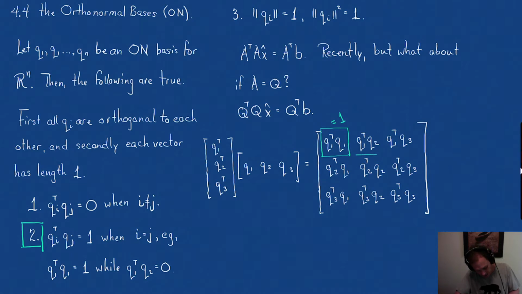Well, look at how many blue boxes I have. That's 1 also, and so is Q transpose Q3. Those are all blue boxes. Those are all 1. Now let's take a look at red boxes.